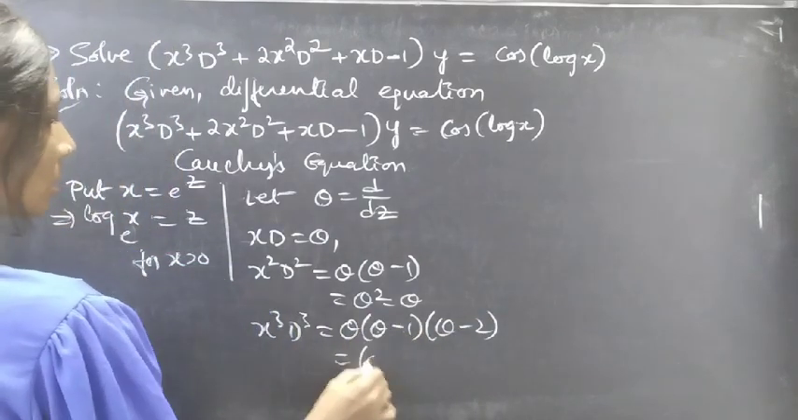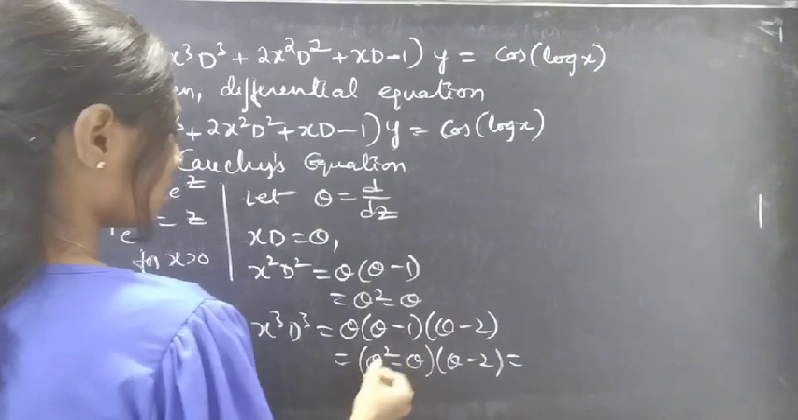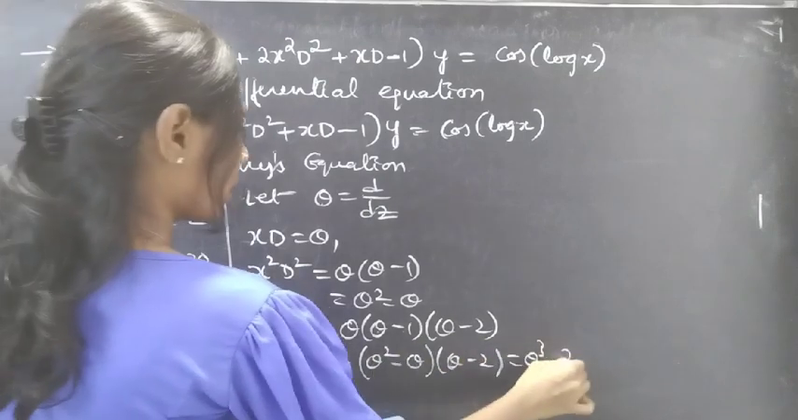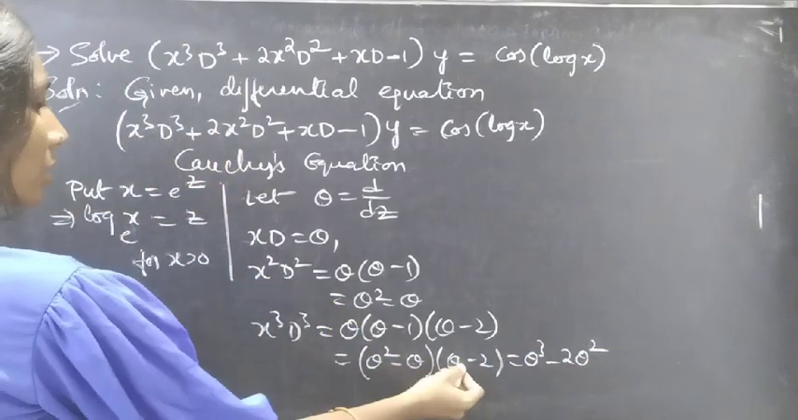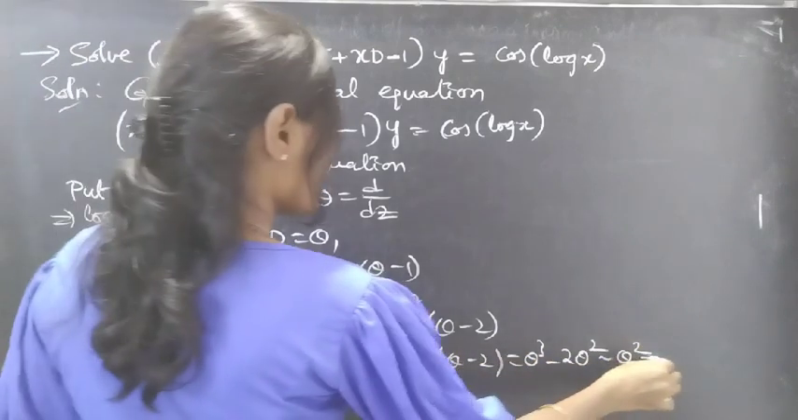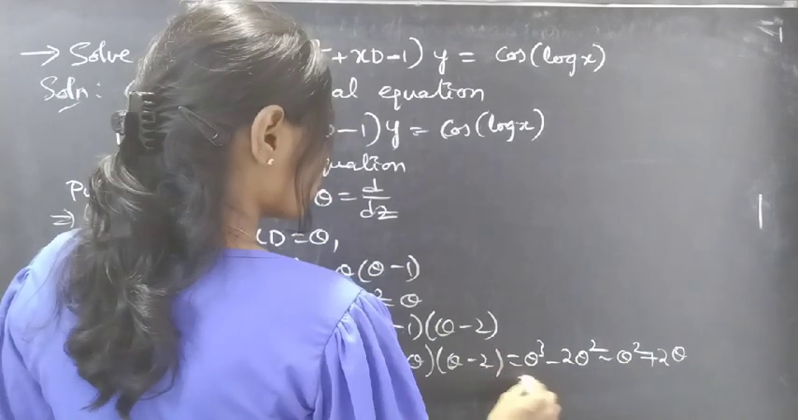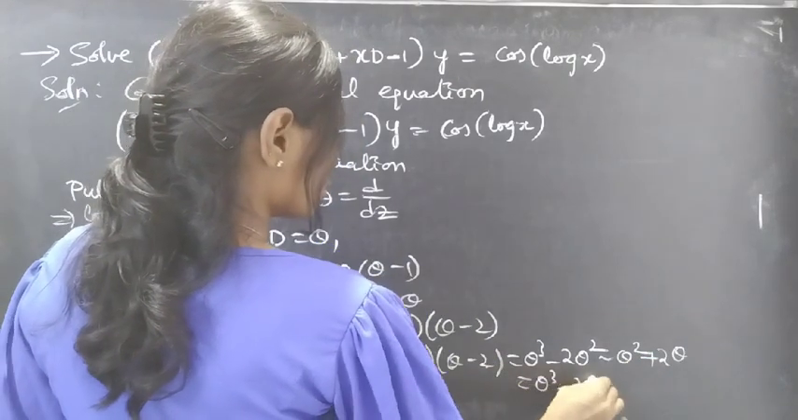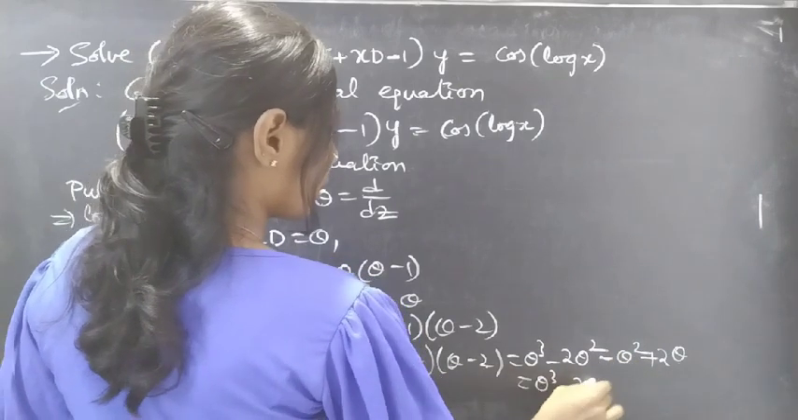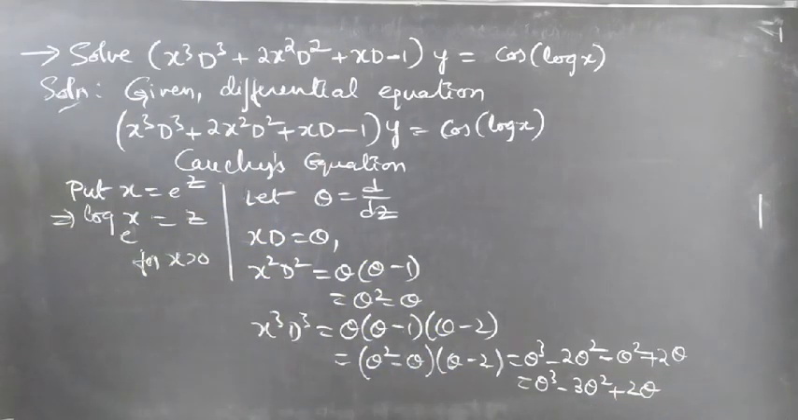theta into theta minus 1 is theta square minus theta, times theta minus 2, right? This equals theta square into theta is theta cube, minus 2 theta square, minus theta into theta is minus theta square, minus into minus plus theta into 2 theta. This is equal to theta cube minus 2 theta square minus theta square is minus 3 theta square plus 2 theta.